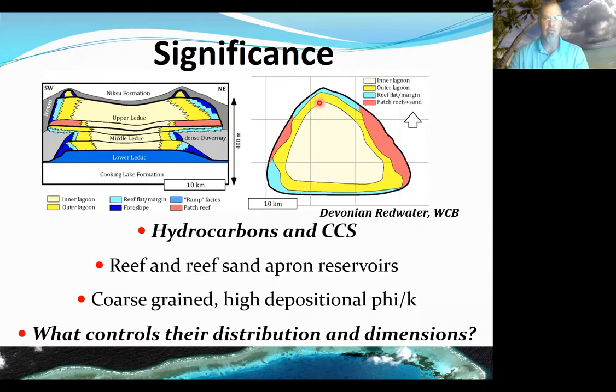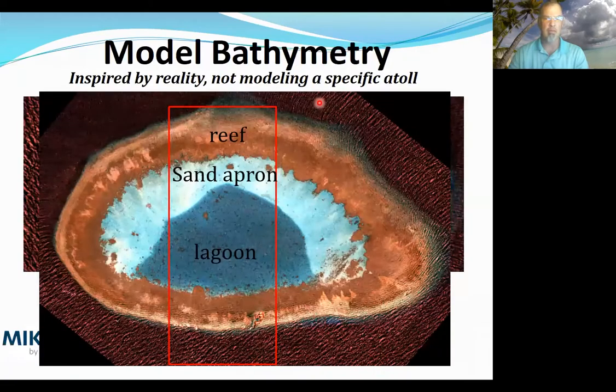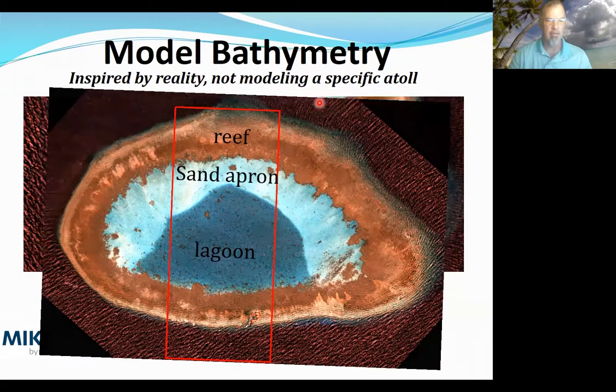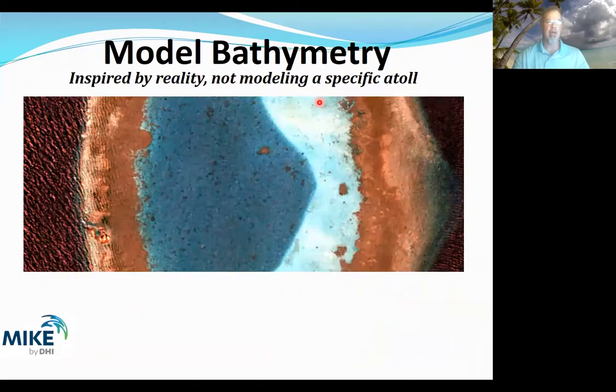We'll start with an idealized model. These are models of an isolated platform like that one. It's inspired by reality, but it's not modeling a specific atoll. So in this case, you can see here's a reef sand apron, then a lagoon. So we'll look at a conceptual cross-section across this.